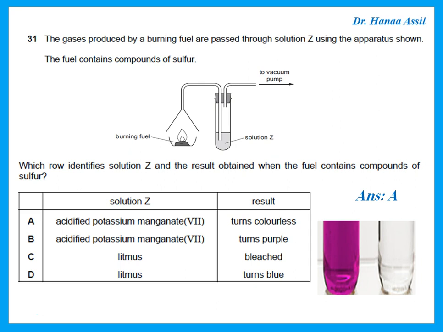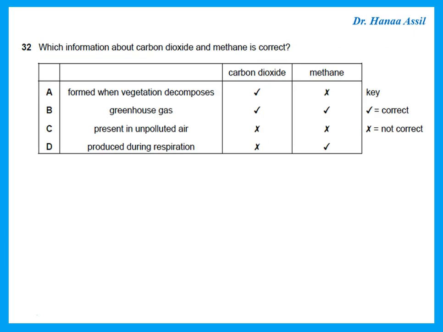If we test the sulfur dioxide gas with litmus, which we could do, we could say insert damp litmus, but you should know that sulfur dioxide gas is an acidic gas. It doesn't bleach the litmus. Remember, the only one that bleaches the litmus is chlorine gas. And it will not turn it blue because it's an acidic gas, so it will actually turn it red. So the only correct answer is A.